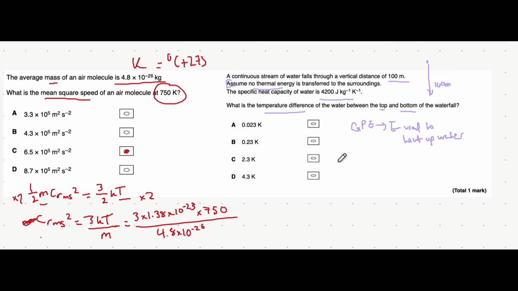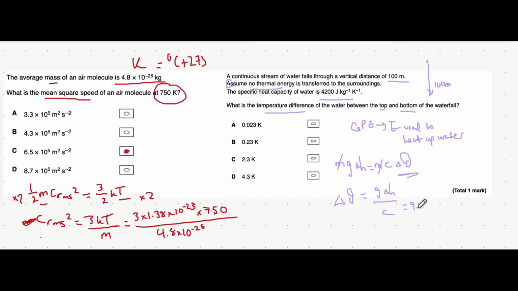So gravitational potential energy is mass times g times change in height, and that's equal to energy used to heat up the water, which is the energy related to specific heat capacity. That's mass times specific heat capacity times change in temperature. We want to find this temperature difference. Straight off the bat, we can cancel out the masses from both sides, and we get that the temperature difference is g multiplied by change in height, which is the distance that it falls, all divided by specific heat capacity.